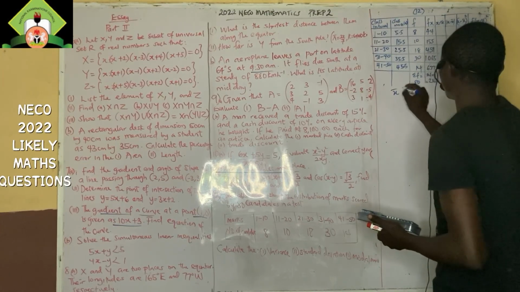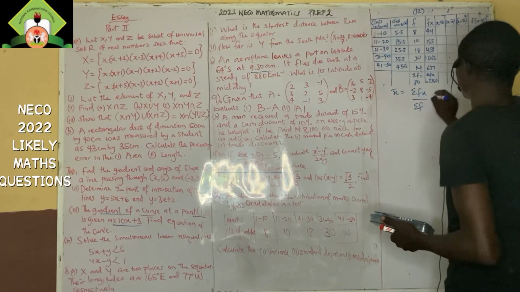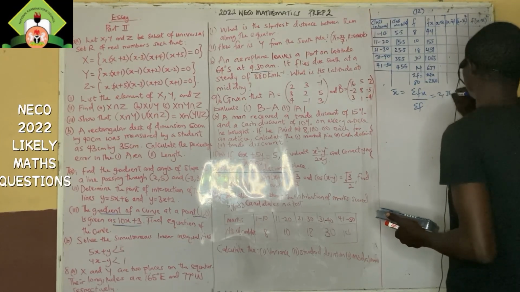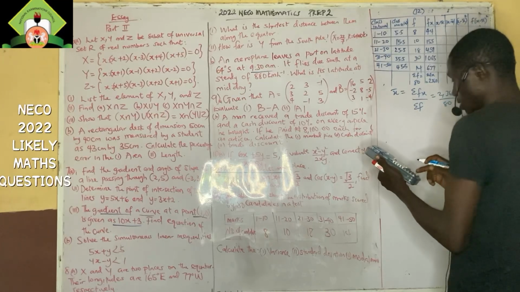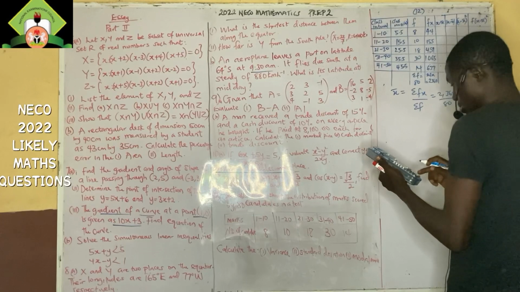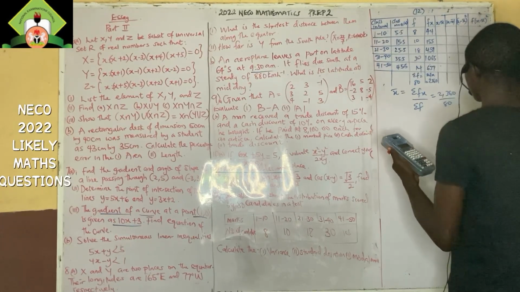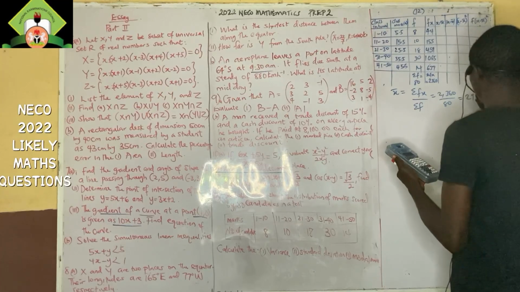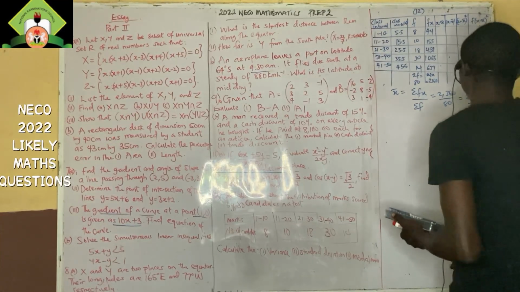So the x bar now will be summation fx over summation f, which is 2360 divided by 80. That is 29.5. So the mean here is 29.5.